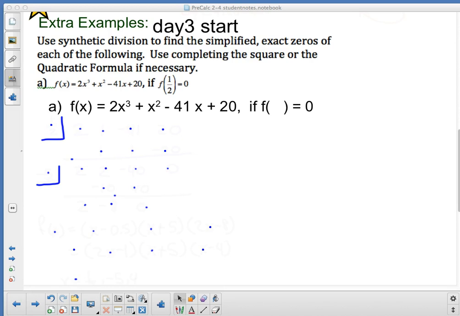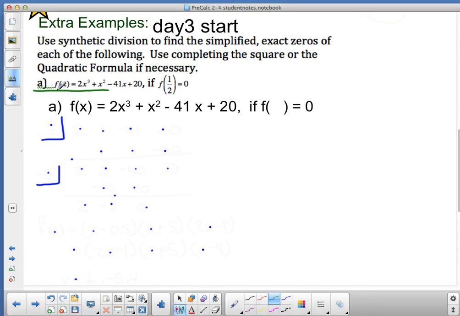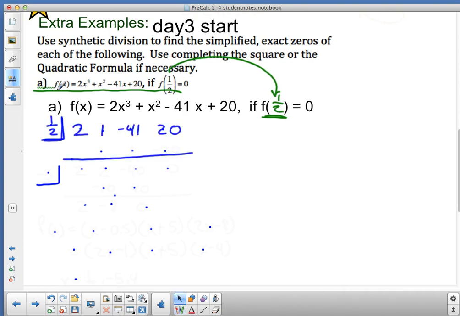So here, the first thing we've got going when I write these down, I've got to pay attention to what's happening with this function. It's 3, 2, 1, 0, so I've got it in the right order. So when I set it up to do this, they tell me to use 1/2 to find my value. So that's the first one I'm going to do. I'm going to put in 1/2.